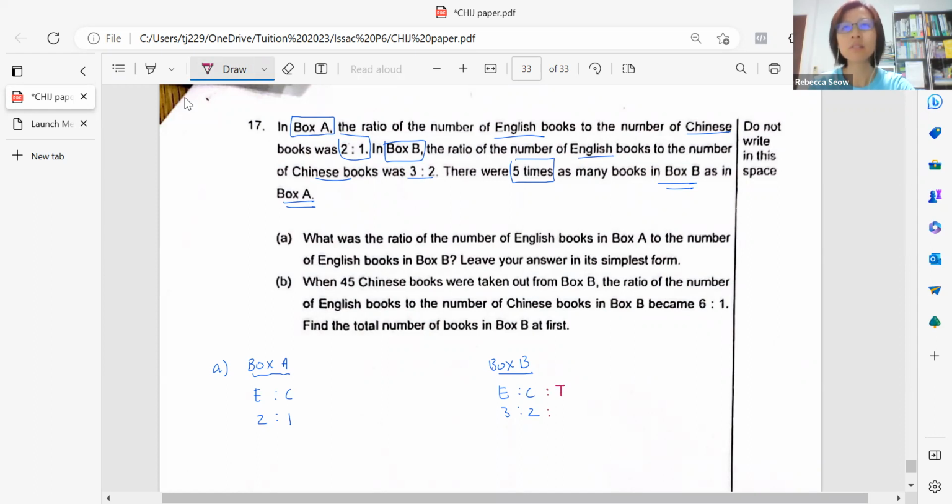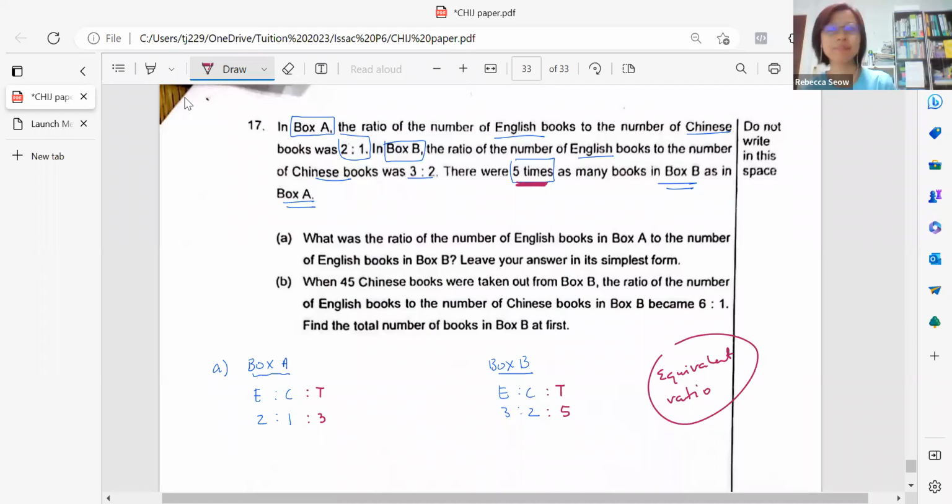So in total, the units for English and Chinese books in box B would make 5, and that of box A would make 3. How are we going to make it such that the total units for B is 5 times compared to A? So here is where we need to consider something called equivalent ratio. What's an equivalent ratio of box A books as well as box B books, such that when we compare both totals, A is 1/5 of B?